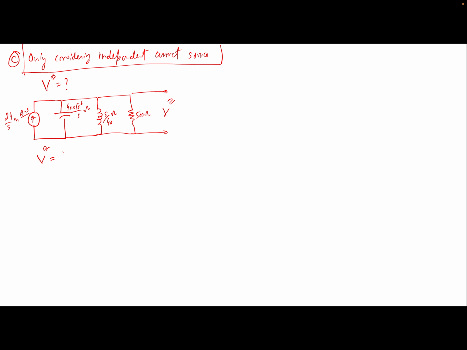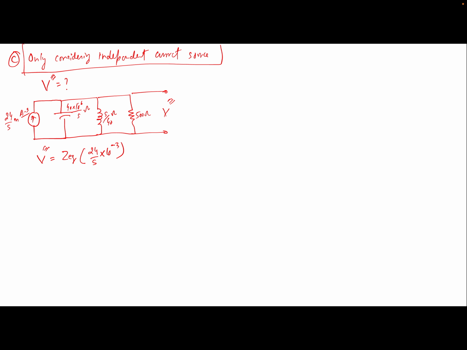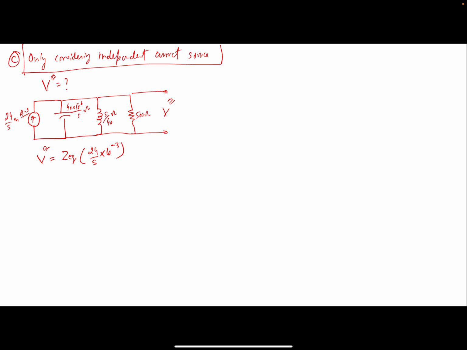V3 prime should be Z equivalent times 24 over S 10 to the minus 3. I already know the Z equivalent. Again, my Z equivalent was this one. It has an S in the numerator, and over here I have an S in the denominator. That will be cancelled out, so I'm gonna get a very similar expression to the B case, right?